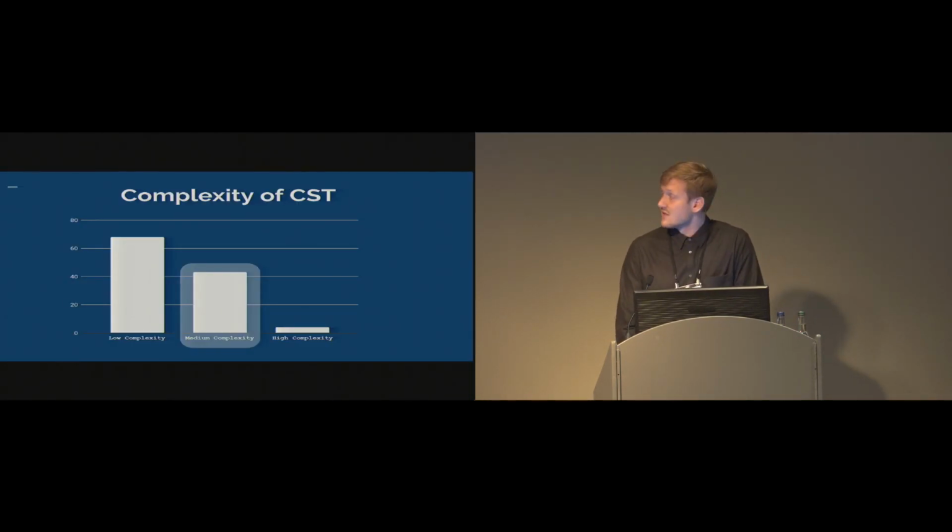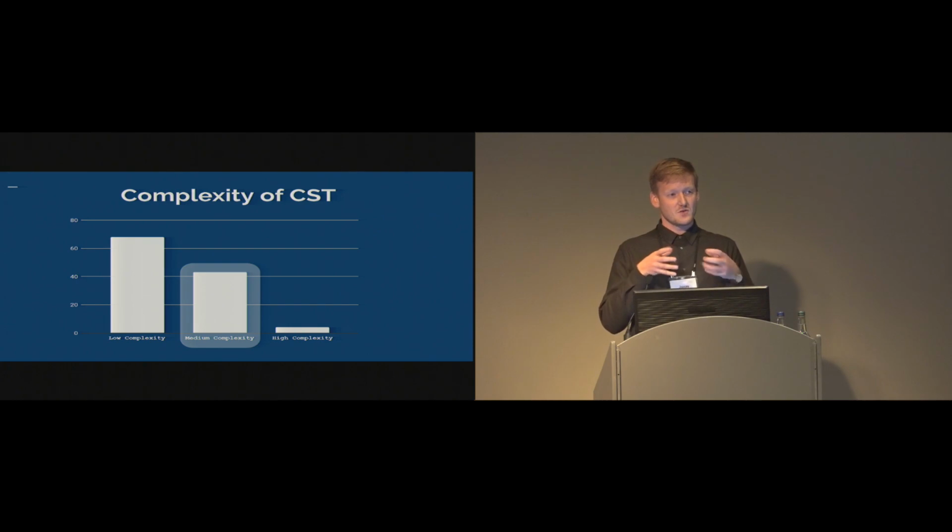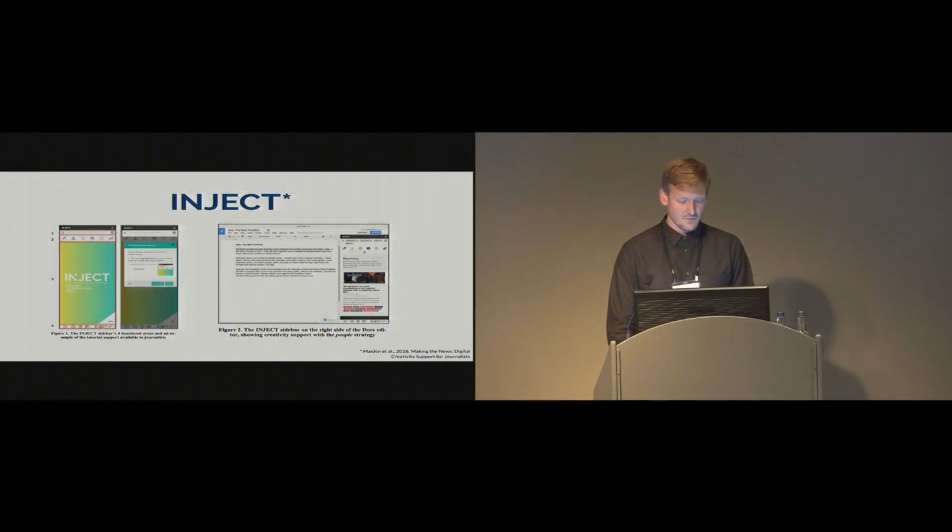Medium complexity means several features supporting several activities, but still within a somewhat defined use case. A recent example of this is Inject, which is a sidebar for Google Docs for journalists, and it supports concurrent ideation and exploration of articles during the writing process. So while you're writing, you explore new takes on the story that you're working on.